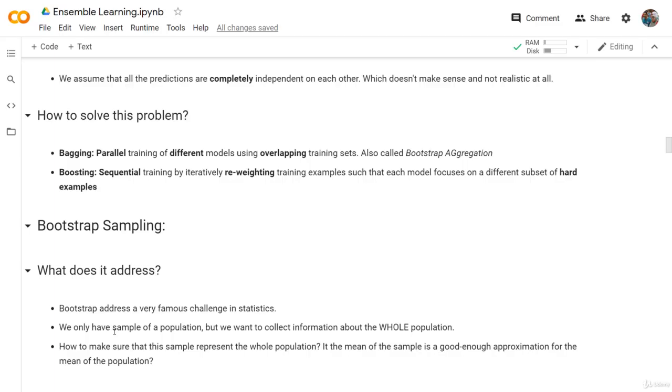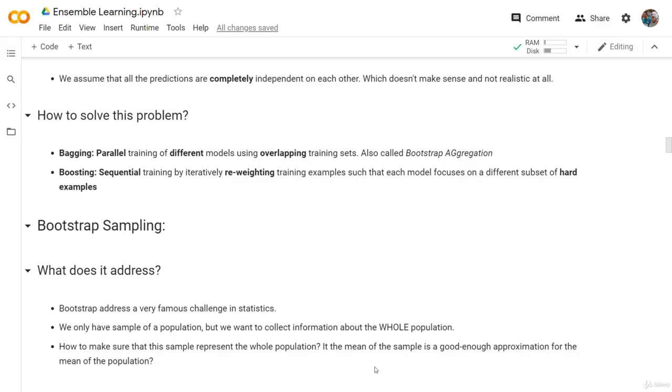We cannot really have the whole population, but we want to collect information about the whole population. So we have a sample of the population and we want to collect information or make decisions for the whole population. Okay, so the question is now how to make sure that the sample that we have represents the whole population. Is the mean of the sample a good enough approximation for the mean of the population?